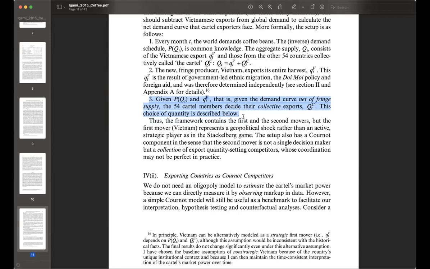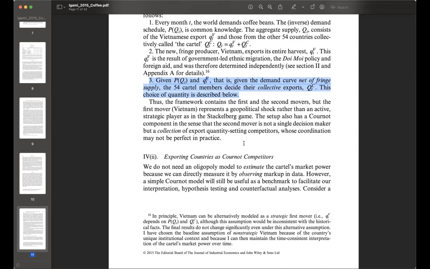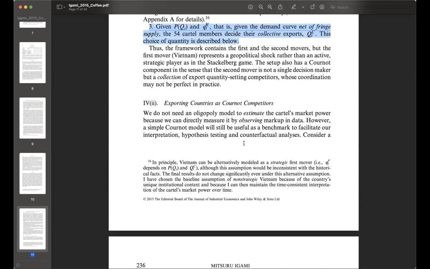Because one of the questions in the exam is, what if all the dairy producers began to have a cartel and pretend they're a monopoly? It's a simple monopoly problem. Most people got that, but some people still did not get the correct calculation. So that's why we're going to do the Cournot calculation today. The setup also has a Cournot component in the sense that the second mover is not a single decision maker, but a collection of export quantity setting competitors whose coordination may not be perfect in practice.